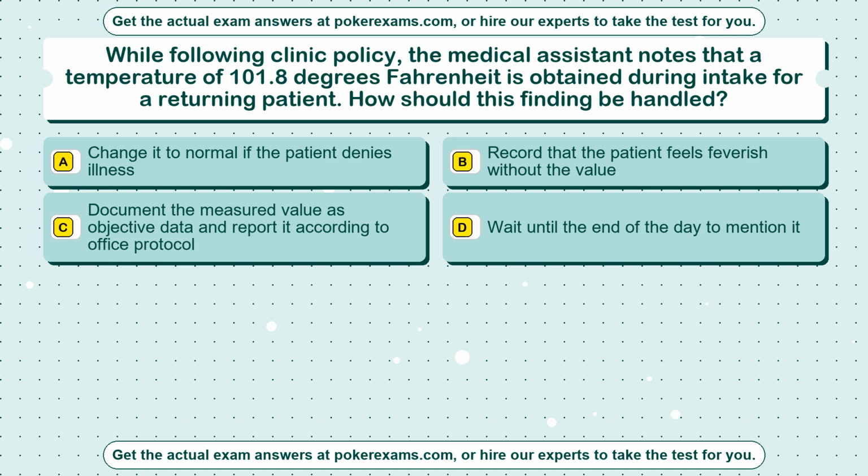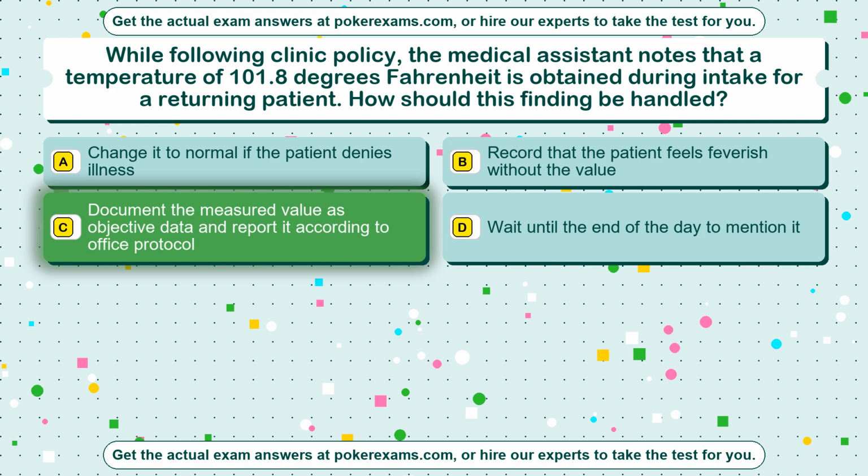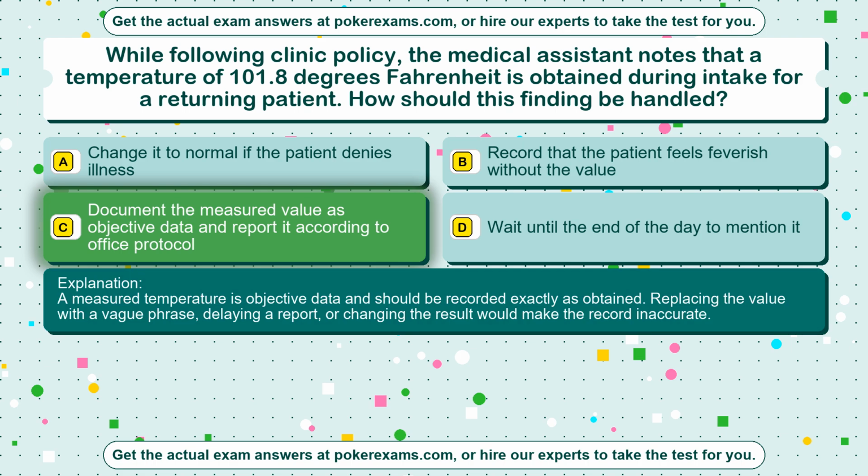Option D. Wait until the end of the day to mention it. The correct answer is option C. Document the measured value as objective data and report it according to office protocol. A measured temperature is objective data and should be recorded exactly as obtained. Replacing the value with a vague phrase, delaying a report, or changing the result would make the record inaccurate.